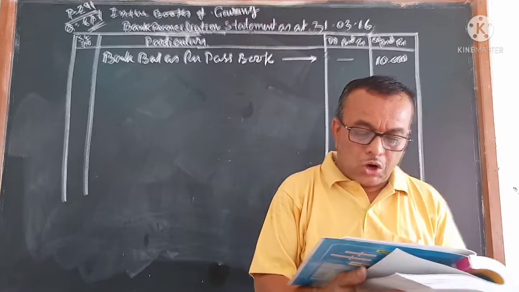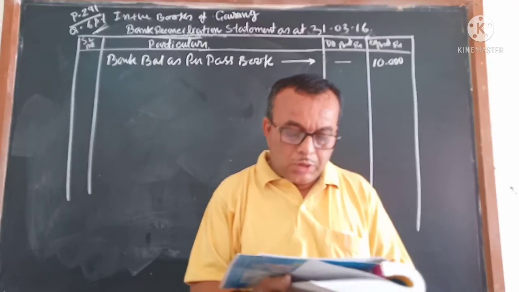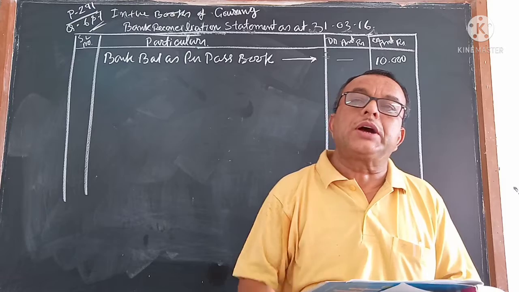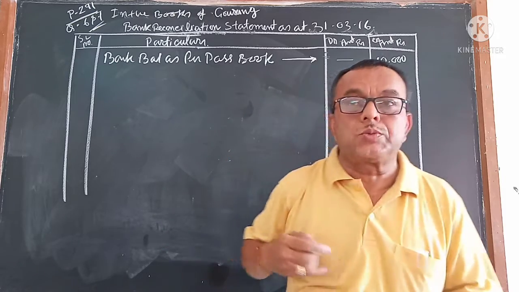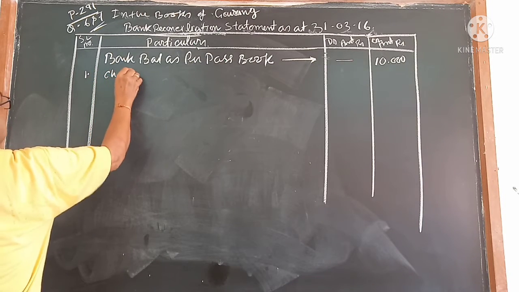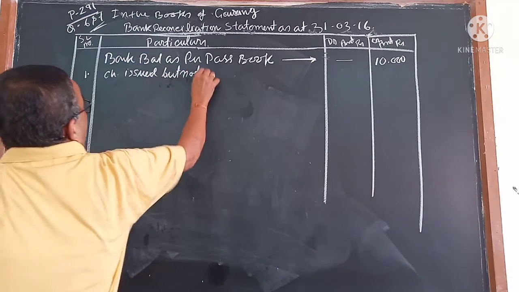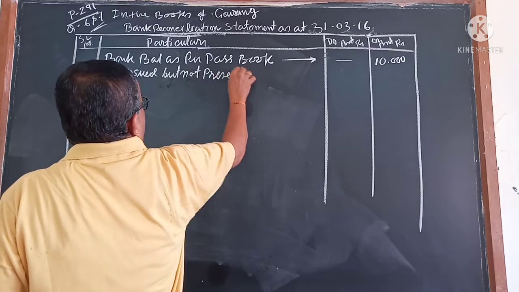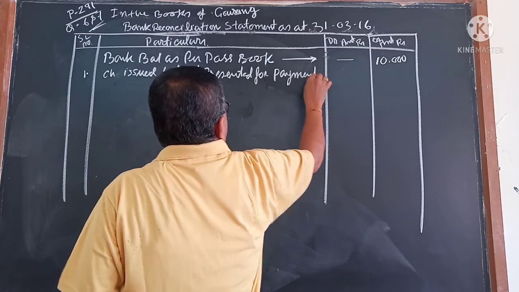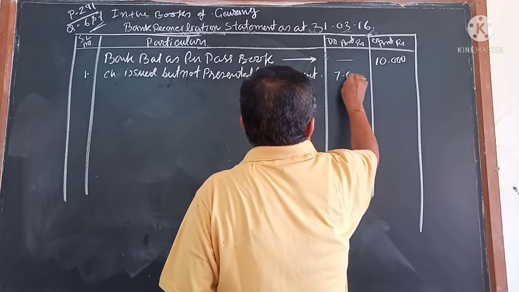Cheque of 7,000 is drawn and recorded in the cash book but not given to the creditors. Drawn means you have given, meaning issued. A cheque of 7,000 is drawn and recorded in the cash book. Recorded in the cash book means it is credited in the cash book, but is not debited. So cheque issued but not presented for payment. That means it was credited but not debited. We will write it in the debit column.